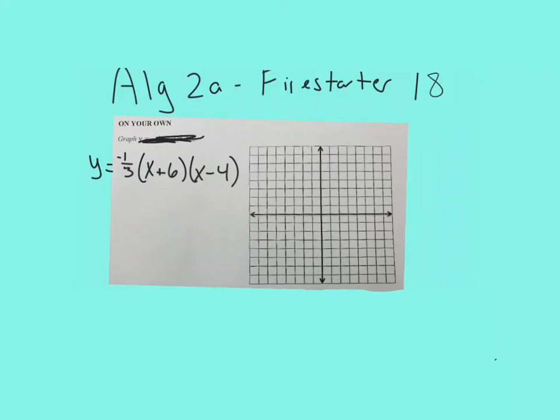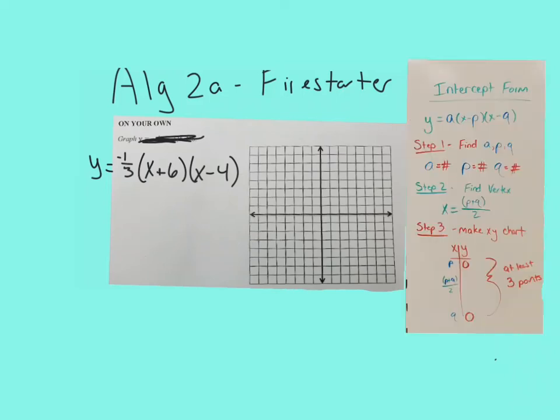Alright, so now we have vertex form. And I guess I'm going to lie to you again, because it's not vertex form, it's intercept form, because we have two sets of parentheses. I don't know why I have vertex form on my brain. So step 1, I'm going to find A equals -1/3. P equals -6. Remember, it's an opposite of that. Q equals +4. Remember, it's the opposite of that.